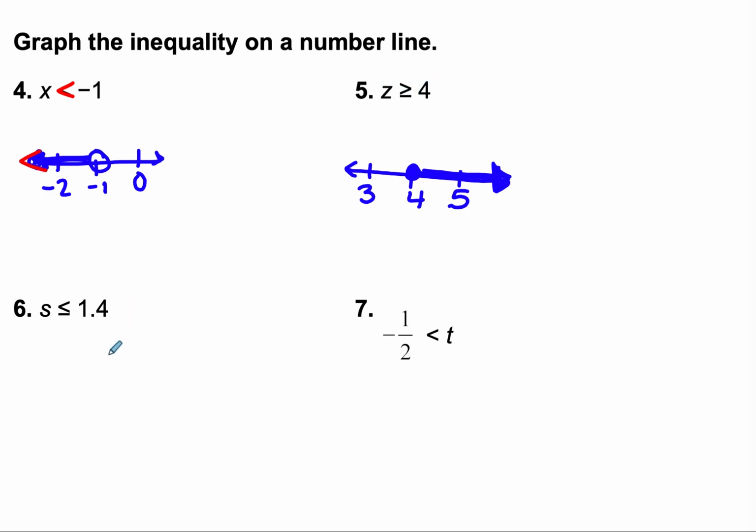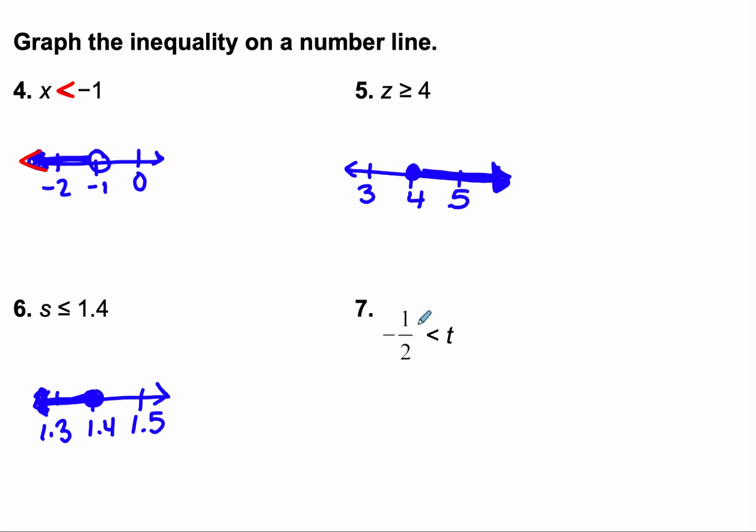All right, let's take a look at this next one. s is less than or equal to 1 4/10. 1 3/10, 1 4/10, 1 5/10. You need to make sure those intervals are even between your numbers. Okay, closed circle here, it could be equal to 1 4/10, and then shaded to the left. If I took 1 3/10 and put it into the inequality, it would be true. 1 3/10 is less than or equal to 1 4/10.